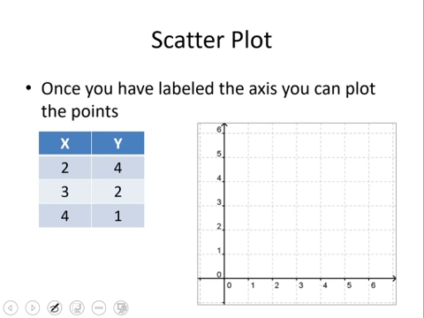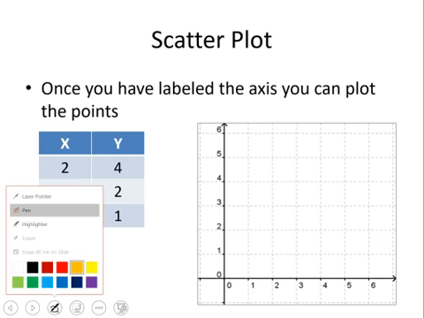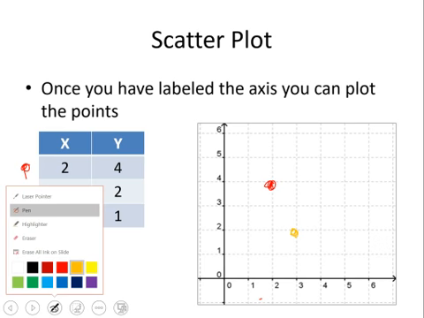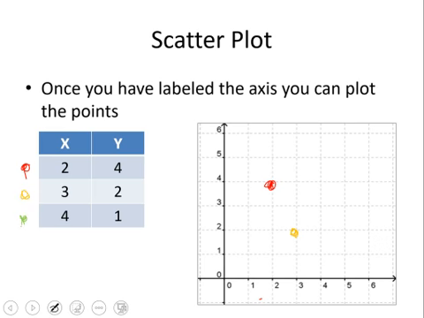If we take this and graph it, and we want to label these points, let's go through and graph this. Starting with the first one, 2, 4, we'd go over 2 and then up 4. That would be our first point. The next point is 3, comma 2. And the last point, 4, comma 1, goes there. Again, remember, the x is along the left and right, y is up and down.